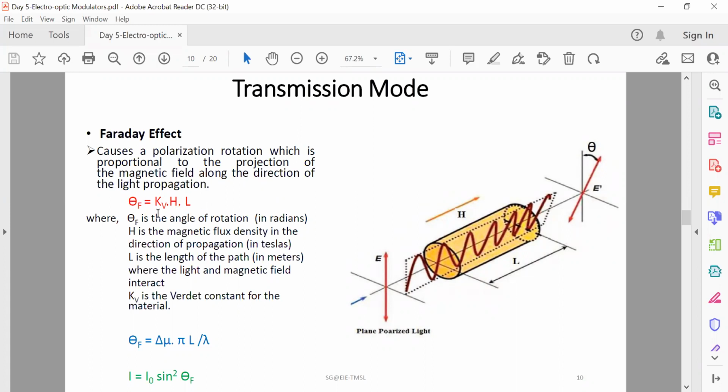That can be written as theta f equals kVHL, where theta f is the angle of rotation in radians, H is the magnetic flux density in the direction of propagation, L is the length of the path where the light and the magnetic field interact, and kV is the Verdet constant of the material.